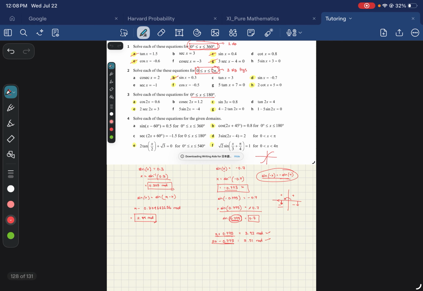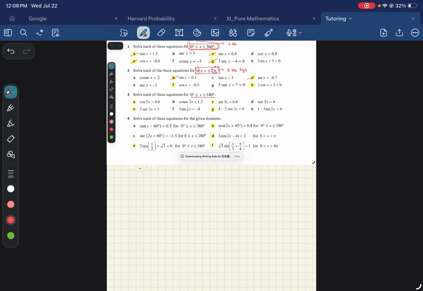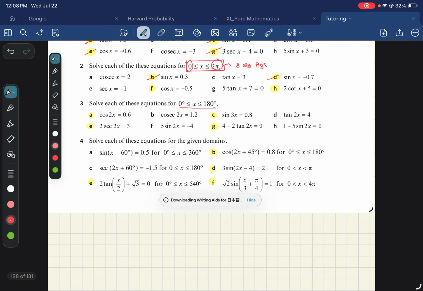All right, so it's a bit trickier when you work with negative values, but I hope this made sense. And again, this only works if you have 0 to 2 pi. For other restrictions, we need to think in other ways.